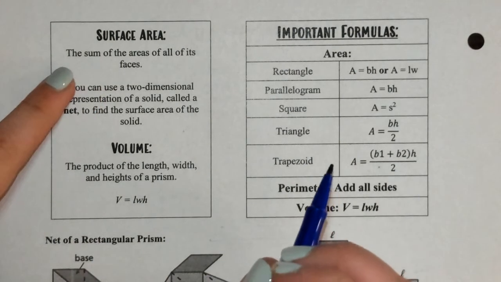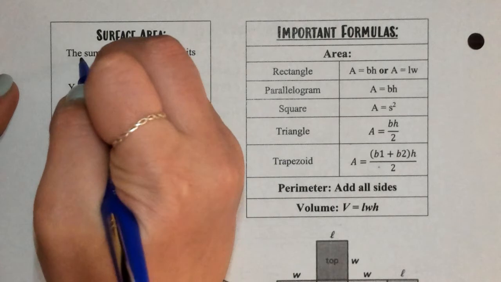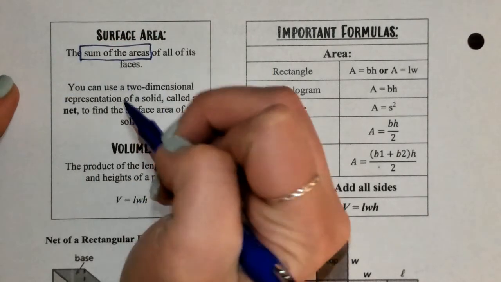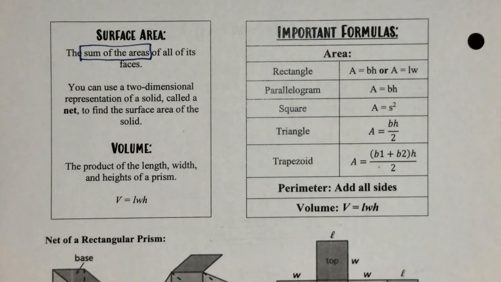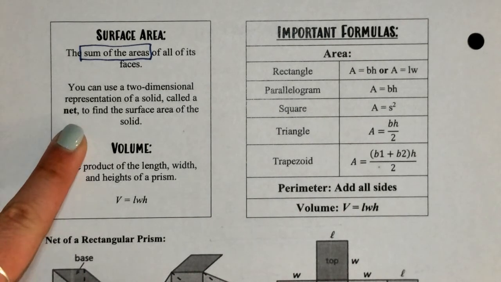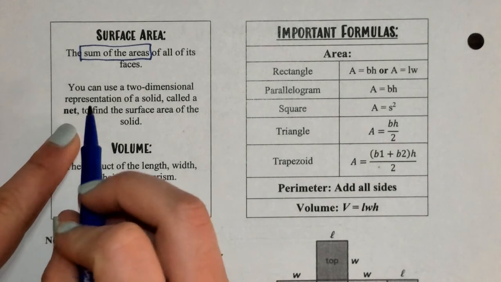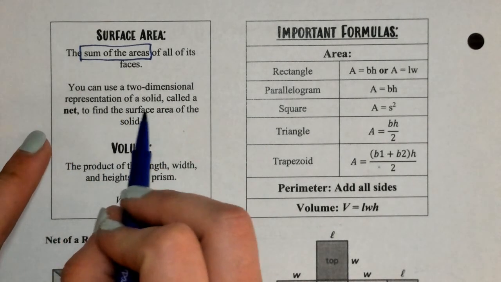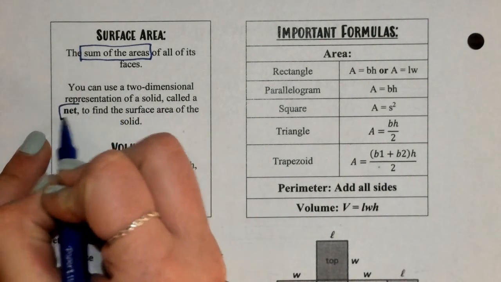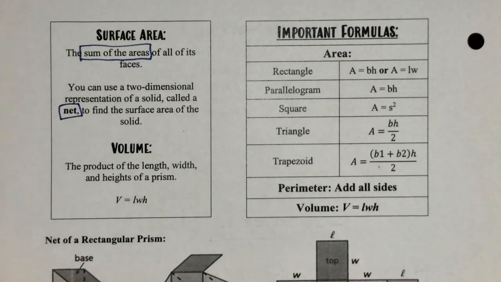Surface area is the sum of all the areas of all of its faces. So you get the area of every single base or face, and then you add them all together. Okay, the sum of all the areas of all of its faces. We already went over a net a little bit. You can use a two-dimensional representation of a solid called a net. Go ahead and circle net to find the surface area.